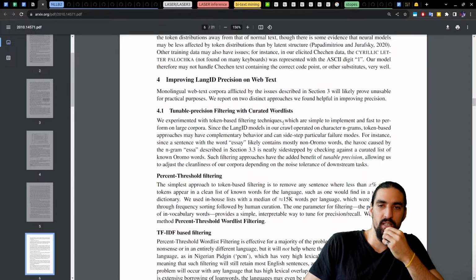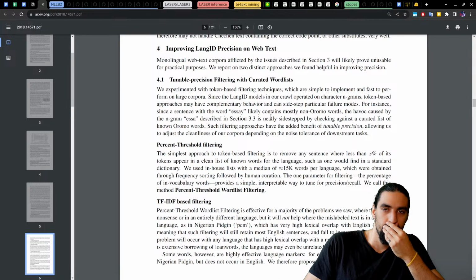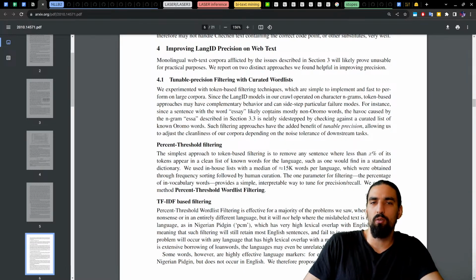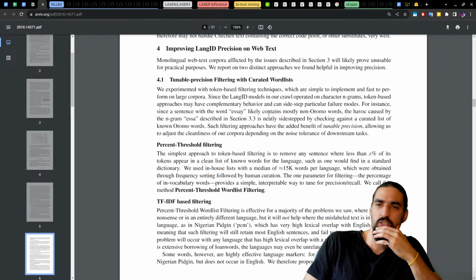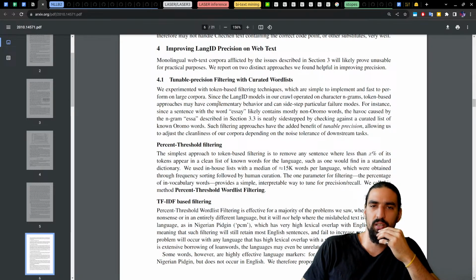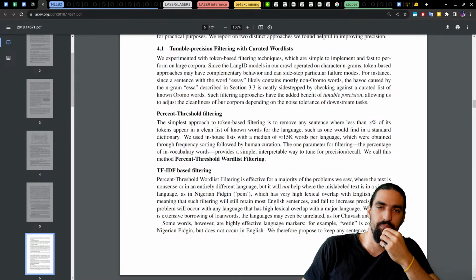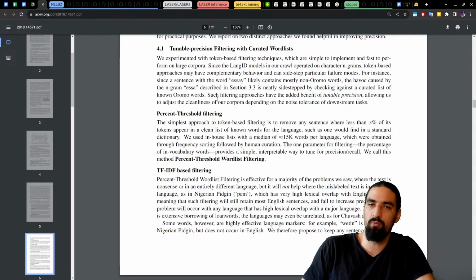Improving the LangID precision. Monolingual web text corpora affected by the issues described in section 3 will likely prove unusable for practical purposes. We report 2 distinct approaches we found helpful in improving precision. Tunable precision filtering with curated word lists. We experimented with token-based filtering techniques, which are simple to implement and fast to perform on large corpora, since the LangID models in our crawl operated on character n-grams.